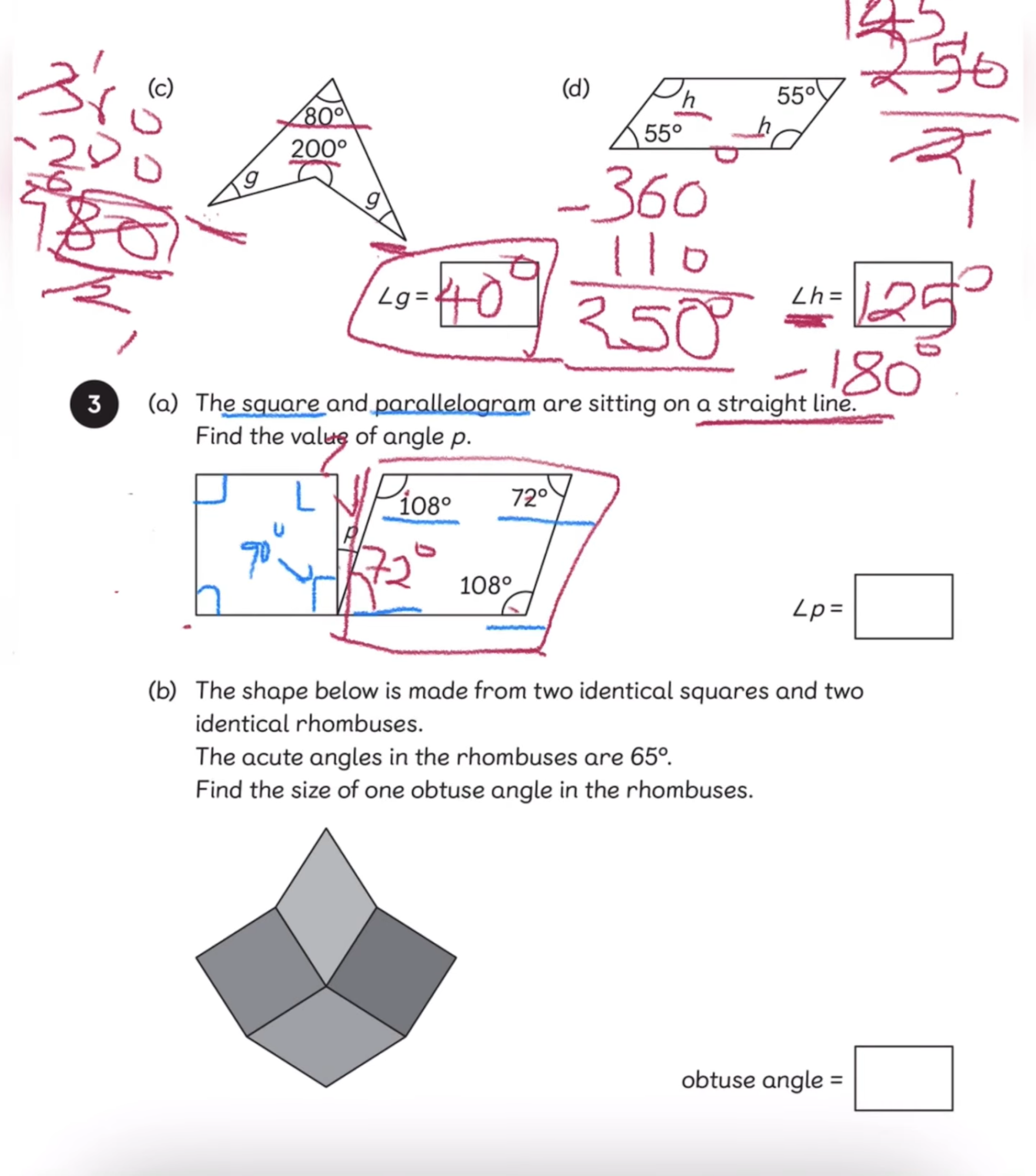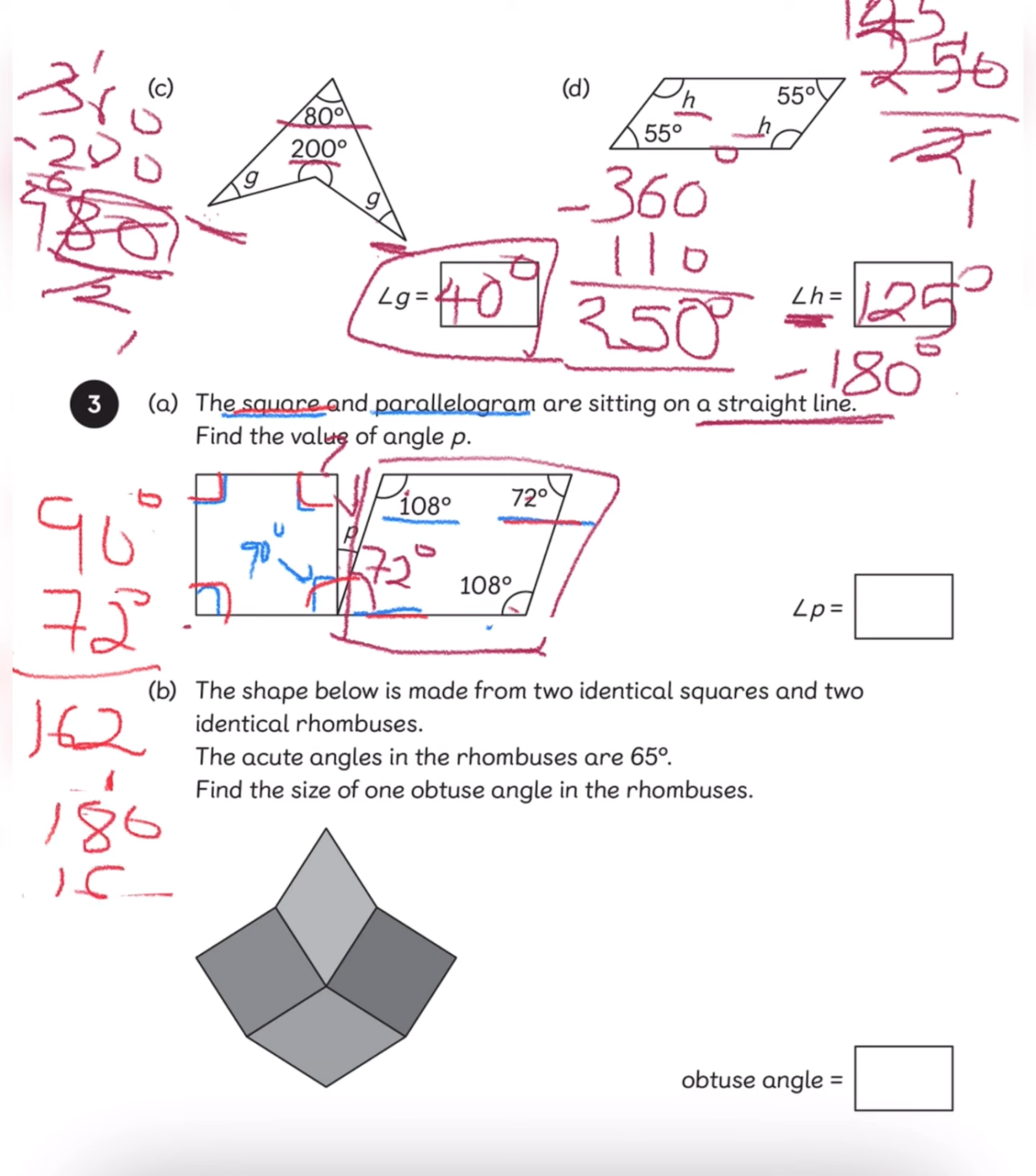So since we know this is 108 degrees, and since this is 72, even this is going to be 72. This being a square, we know that all corners are 90 degrees. The hint is already given. Therefore, I have my 90 degrees and 72 degrees. We need 180 because it's a straight line. 9 plus 7 is 16. So 180 degrees minus 162.